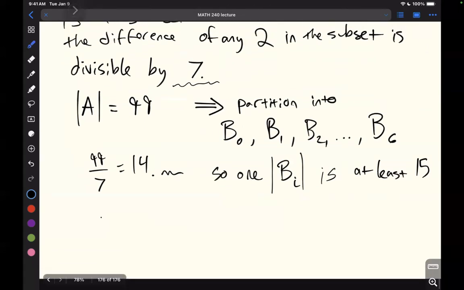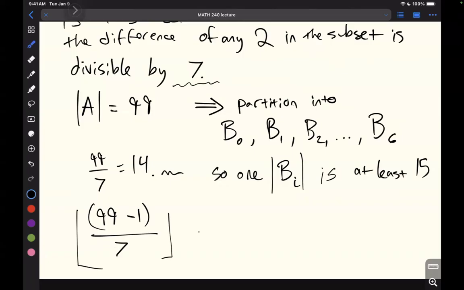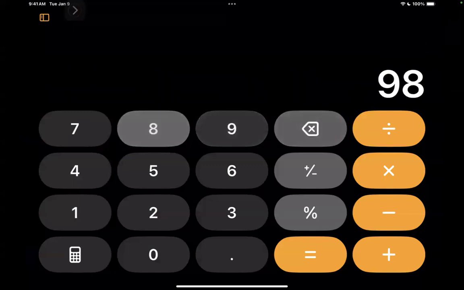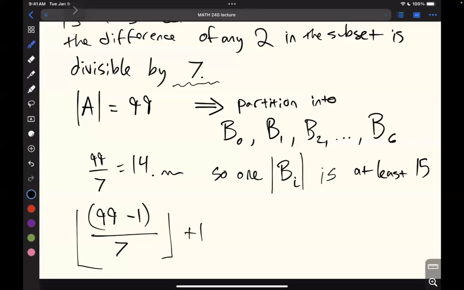We could also just use the theorem or the principle and say 99 minus 1, and then how many pigeonholes do we have? We've got 7 of them. Plus 1. So 99 minus 1 is 98. 98 divided by 7 is a whole number, which is just 14. Plus 1 is 15, and that proves it.